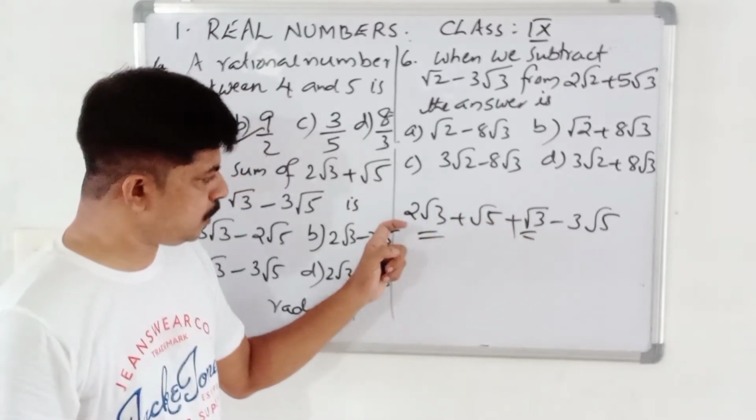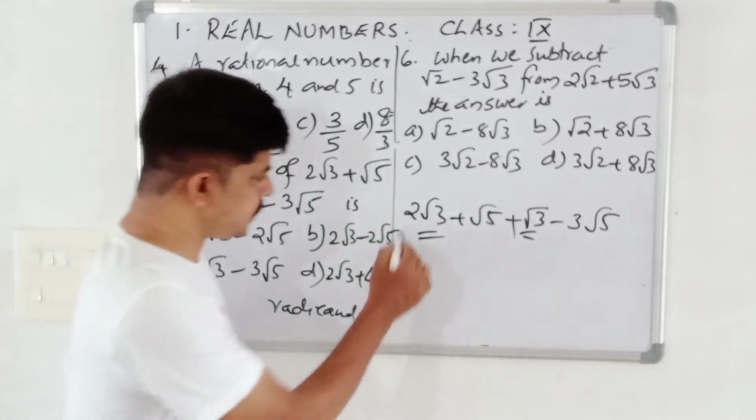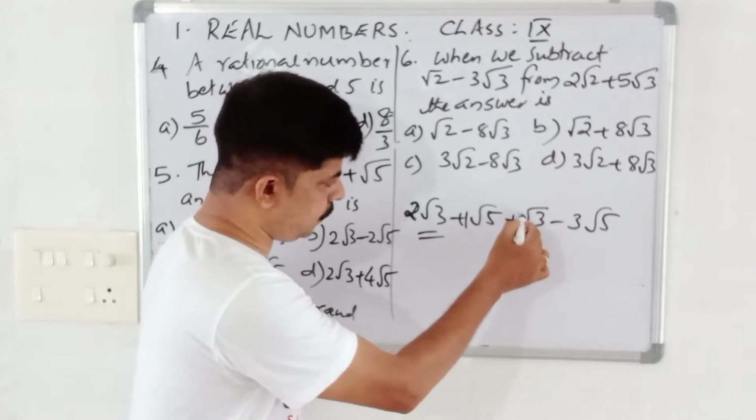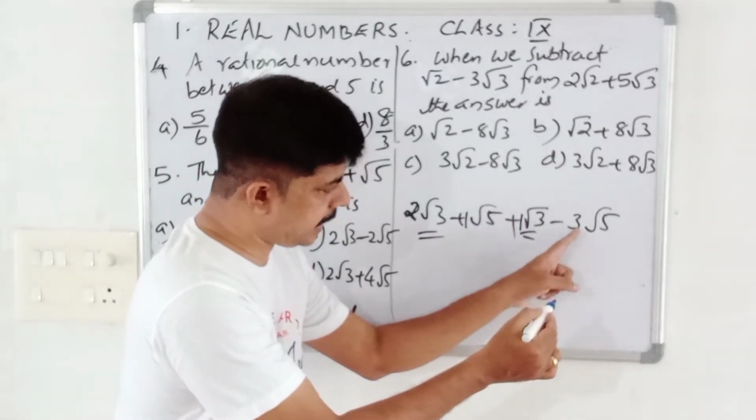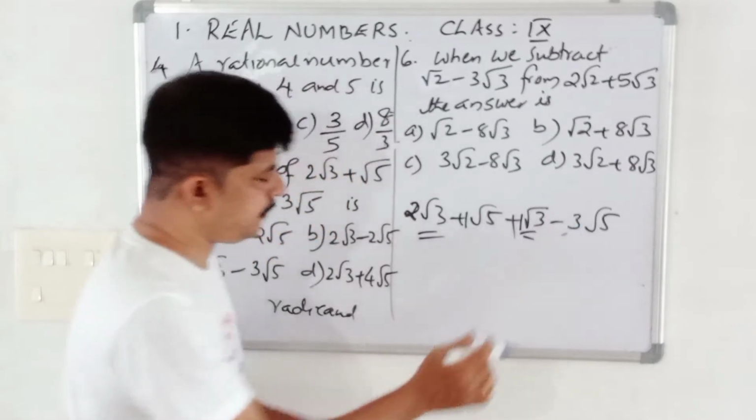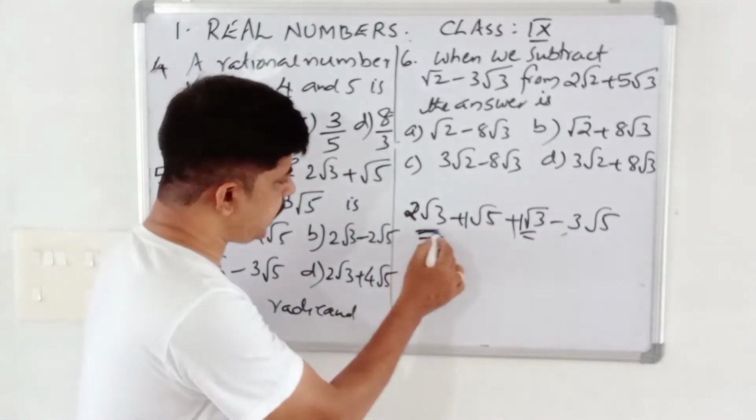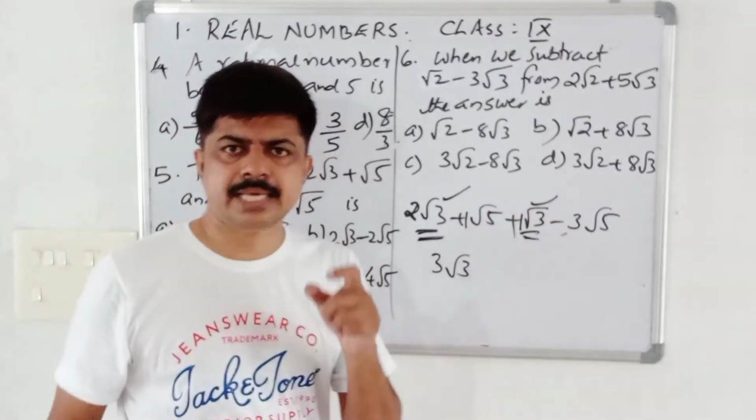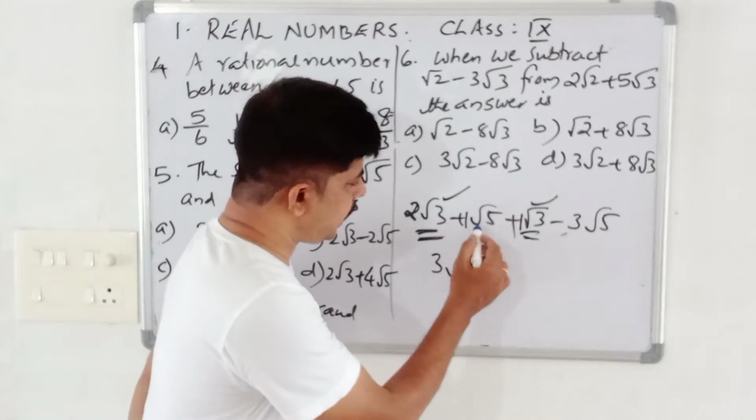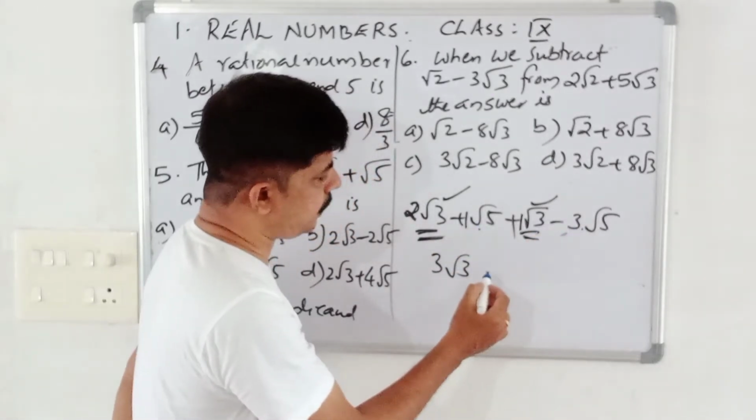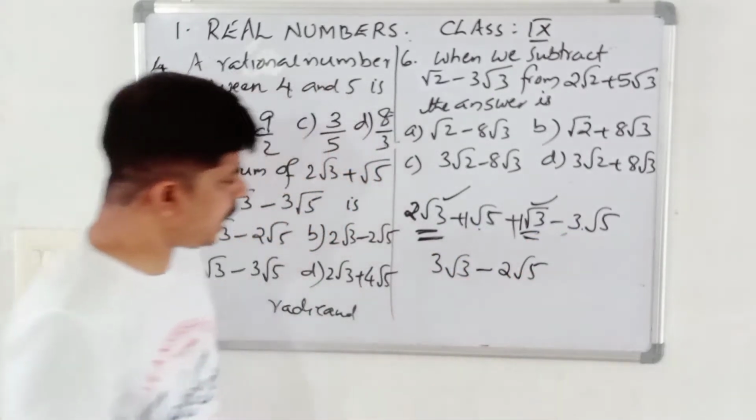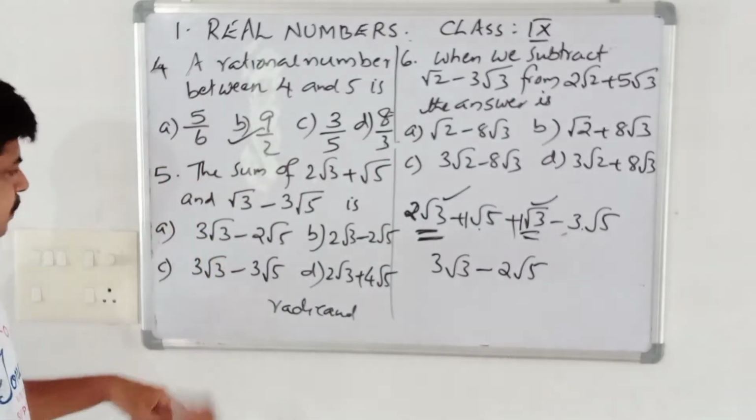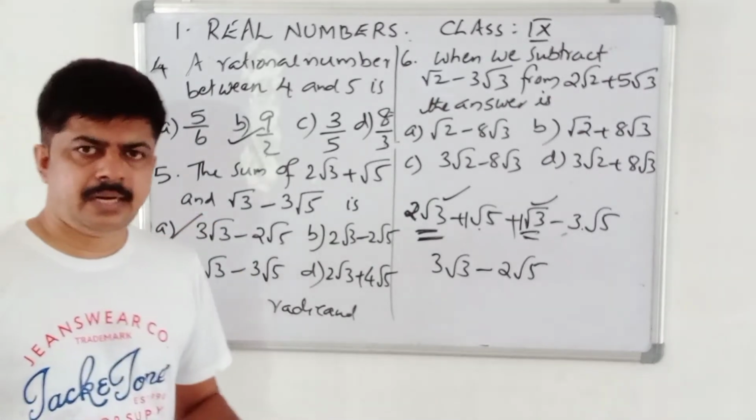Now while adding, we have to look at the rational coefficient. Here the rational coefficient is 1. What about the rational coefficient here? Negative 3. Now 2 root 3 and 1 root 3, what is the answer? 3 root 3. These two can be added because they have the same radicand. Now root 5 and negative 3 root 5, what? Negative 2 root 5. Therefore our answer is 3 root 3 minus 2 root 5. Therefore, in our options, option A is the right answer.